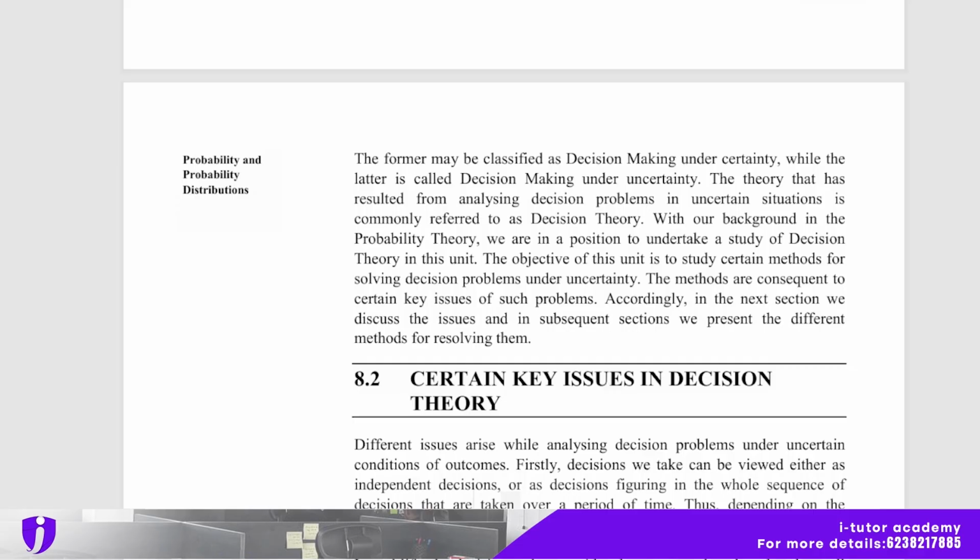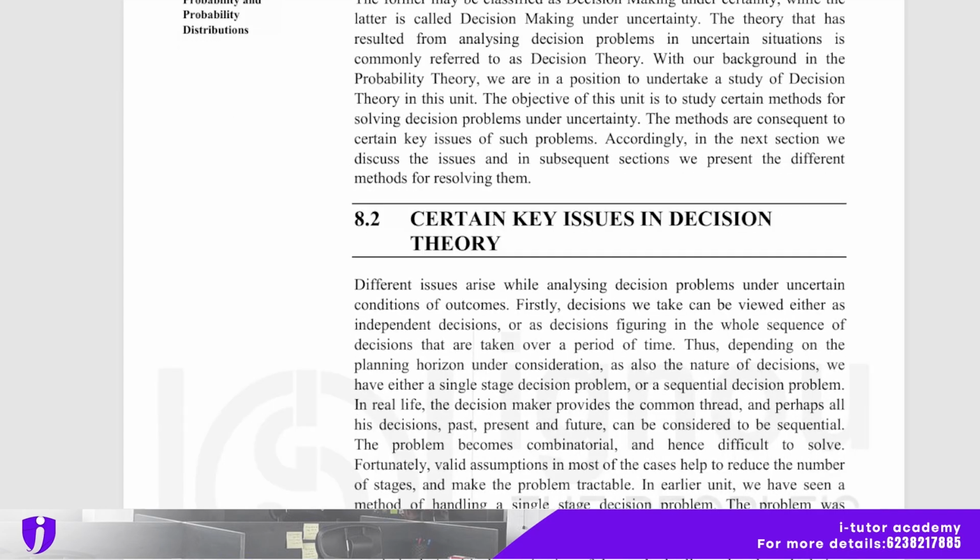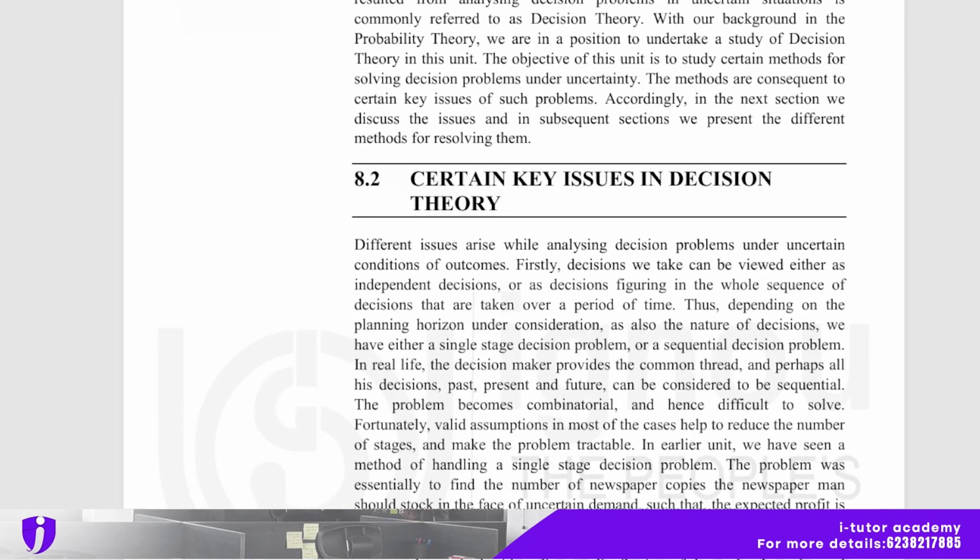The objective of this unit is to study certain methods for solving decision problems under uncertainty. The methods are consequent to certain key issues of such problems. Accordingly, in the next section, we discuss the issues, and in subsequent sections, we present the different methods for solving them. First, certain key issues in decision theory.